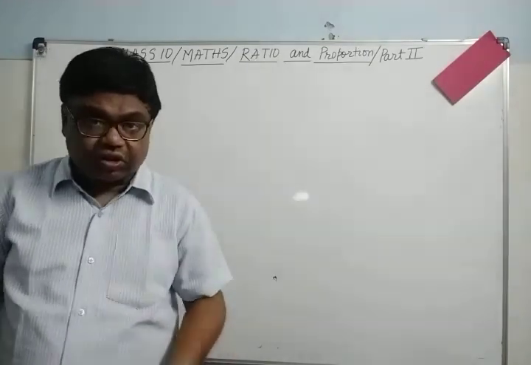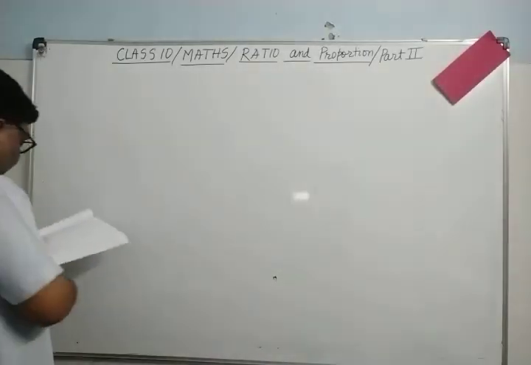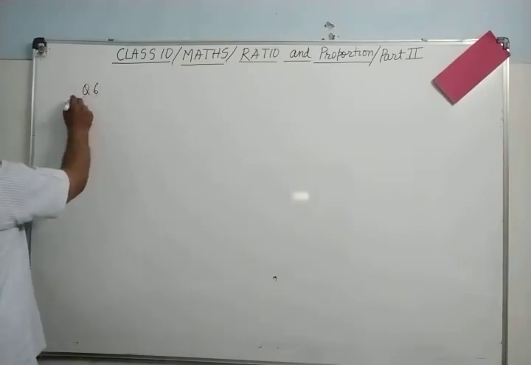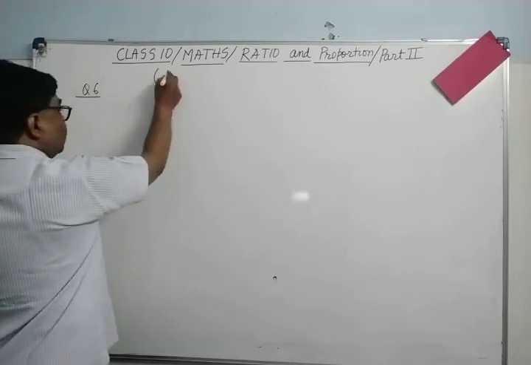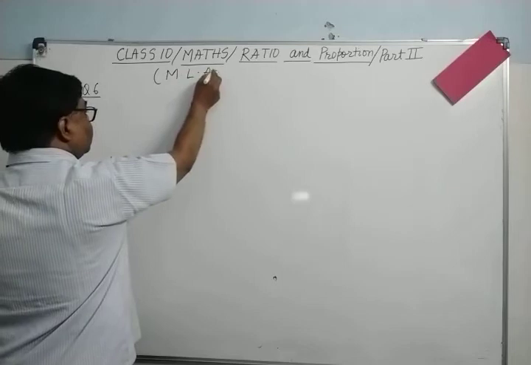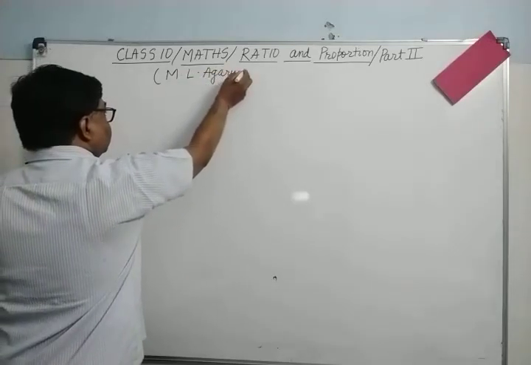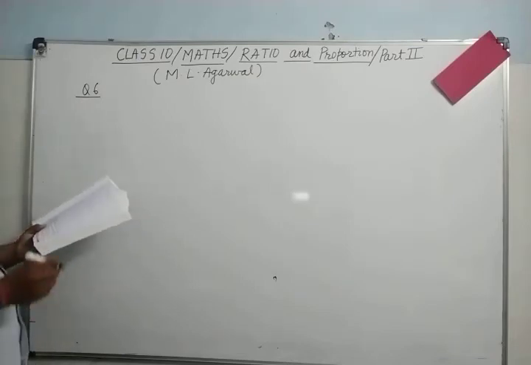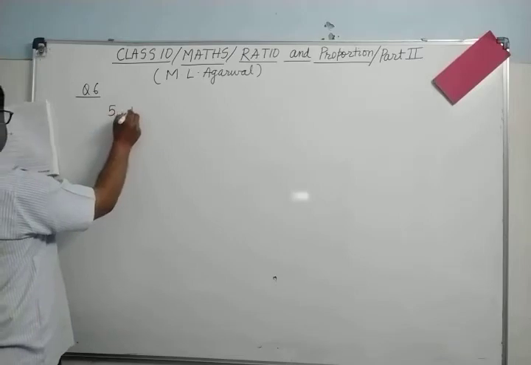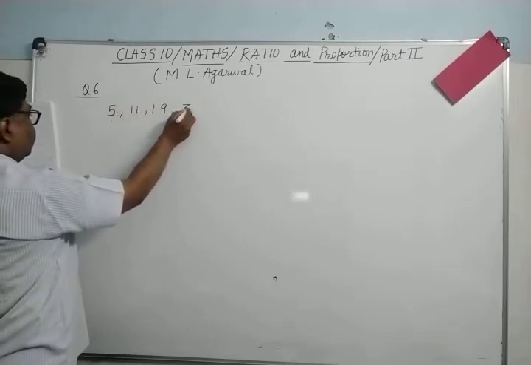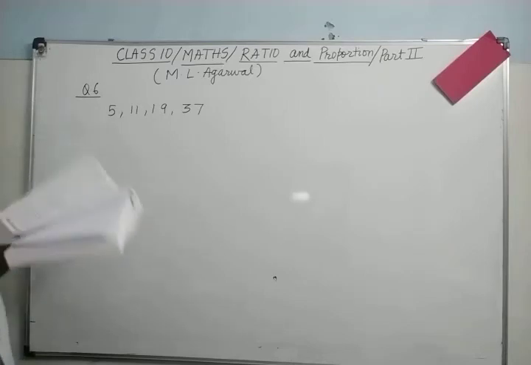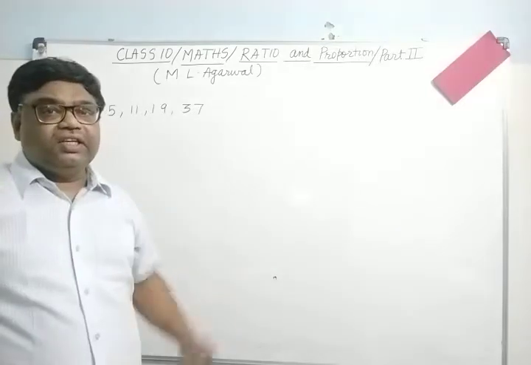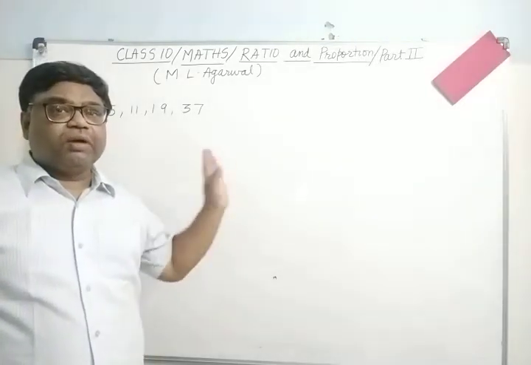So here the first question is, what number must be added to each of the numbers 5, 11, 19 and 37 so that they are in proportion? This is question number 6 in this book, ICSE Mathematics by M.L. Agrawal. Here you have to find which number should be added to each of these numbers so that they become proportional.